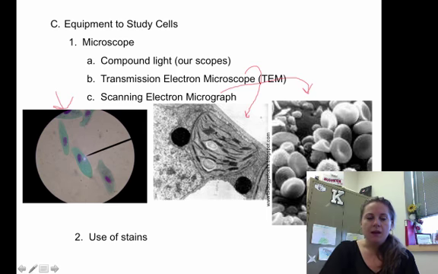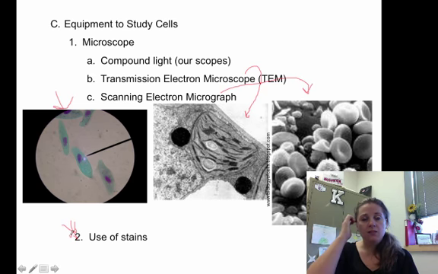And one thing we're going to get used to using, and we started doing with the microscope lab, is the use of stains. Stains are so important, and we saw that in the scope lab.